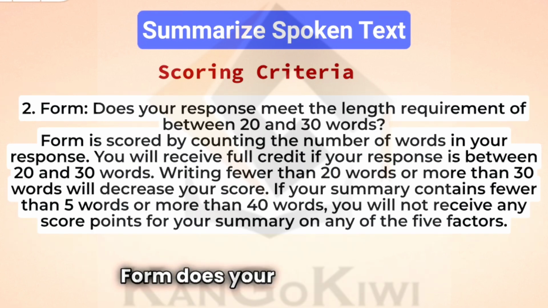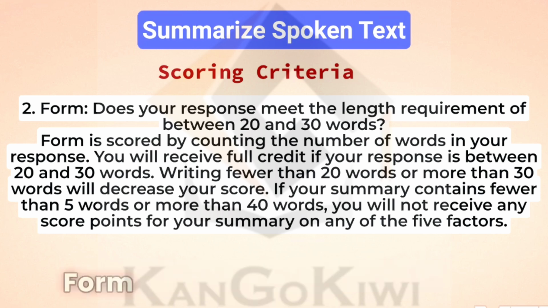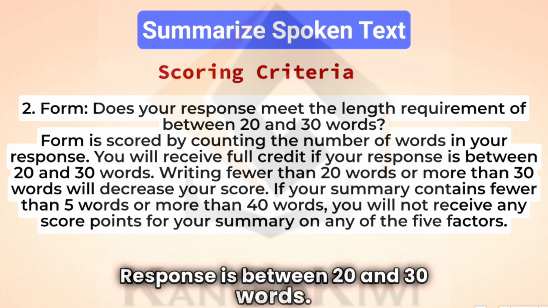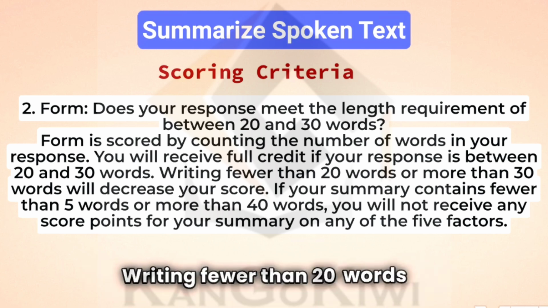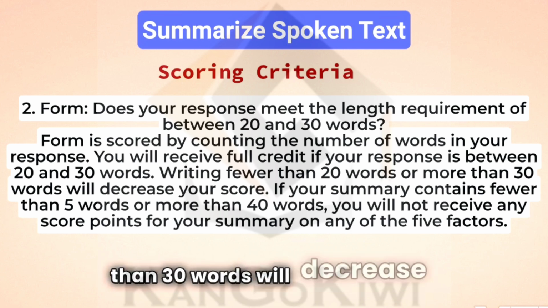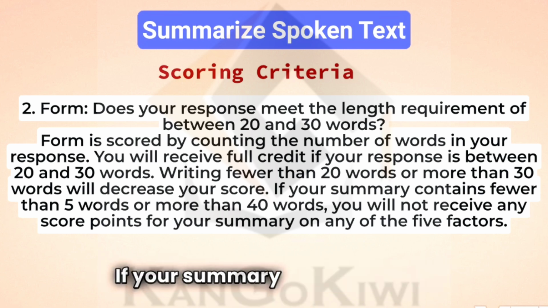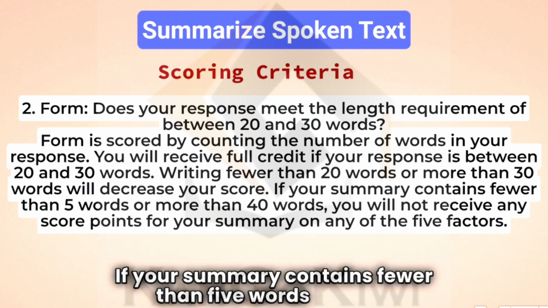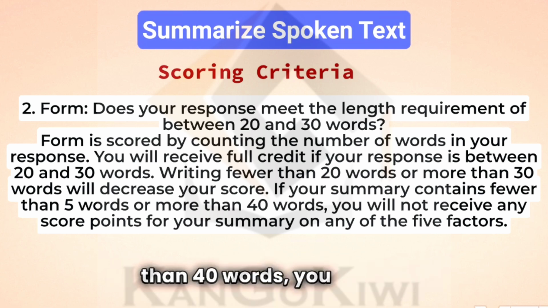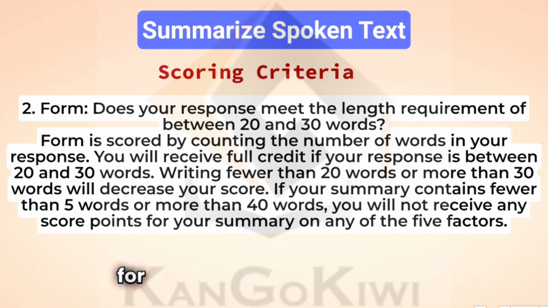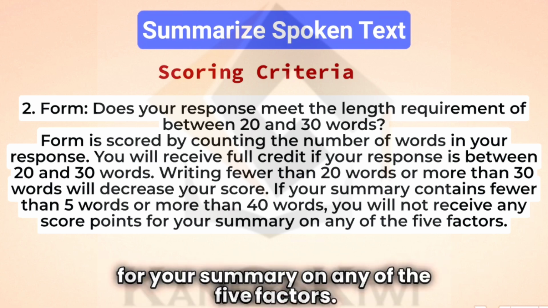Form. Does your response meet the length requirement of between 20 and 30 words? Form is scored by counting the number of words in your response. You will receive full credit if your response is between 20 and 30 words. Writing fewer than 20 words or more than 30 words will decrease your score. If your summary contains fewer than 5 words or more than 40 words, you will not receive any score points for your summary on any of the 5 factors.